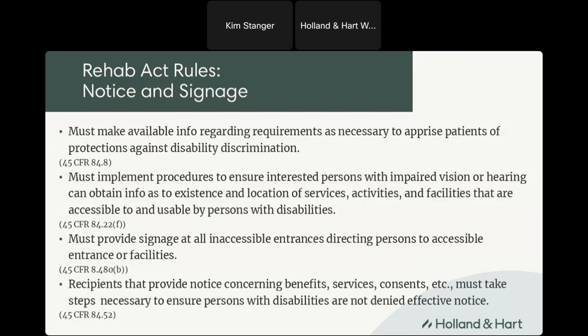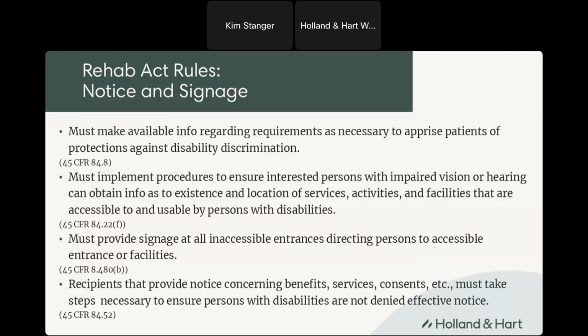In addition, you've got to provide certain notice and signage to persons. These notice and signage provisions appear throughout the regulations in different contexts, but you've got to make available information regarding the requirements under the rule as necessary to apprise your patients of the protections against disability discrimination. Unlike under 1557 and some of the others, they're not as prescriptive as to what kind of notice you've got to give. Under 1557, they actually give you a sample notice that the government has posted and that you have to give out. Not so under the Rehab Act, but you still have to provide notice.